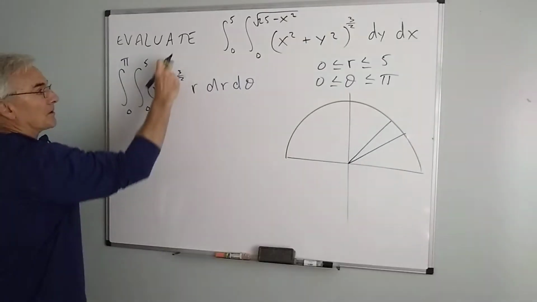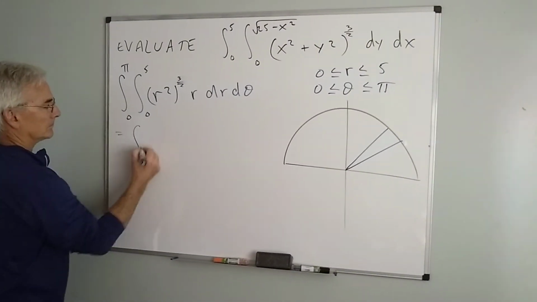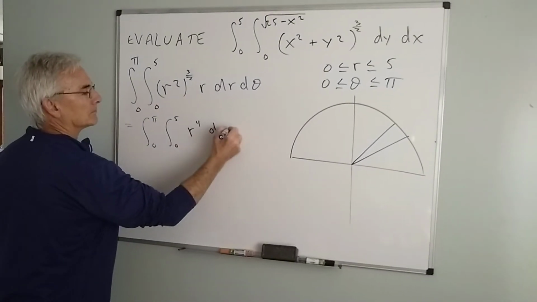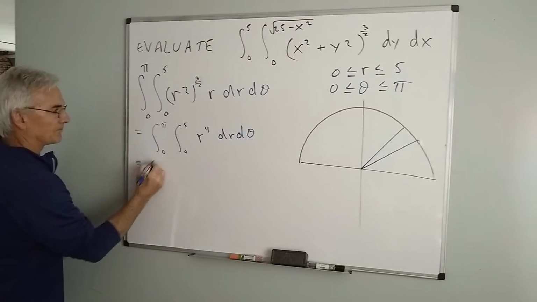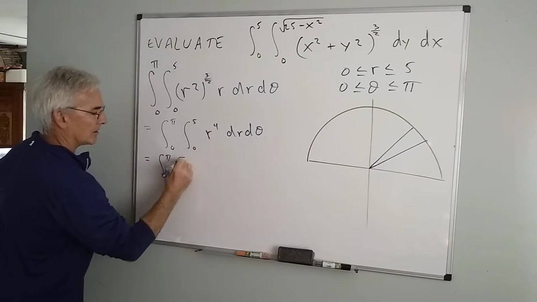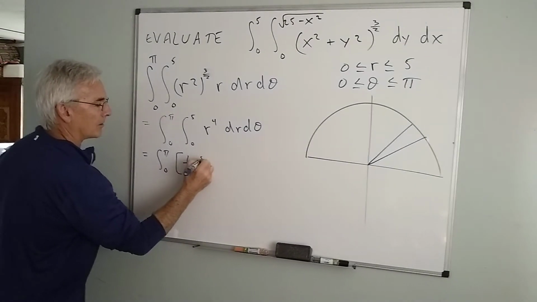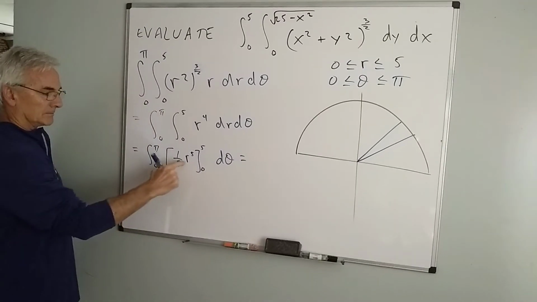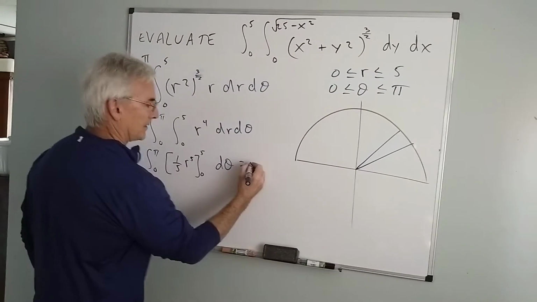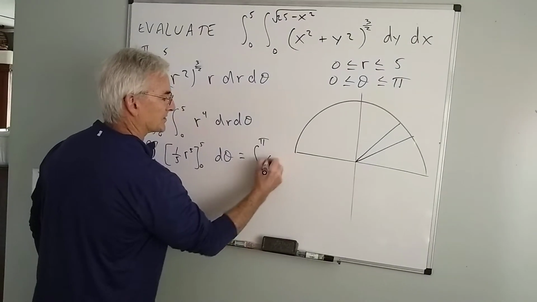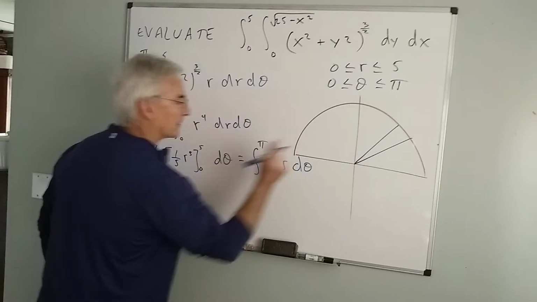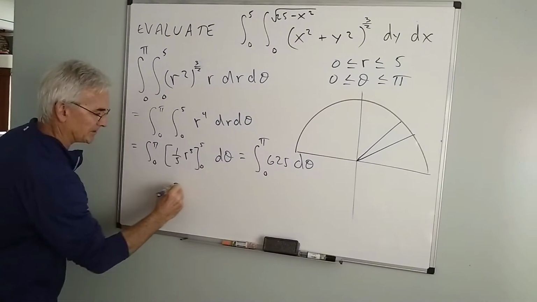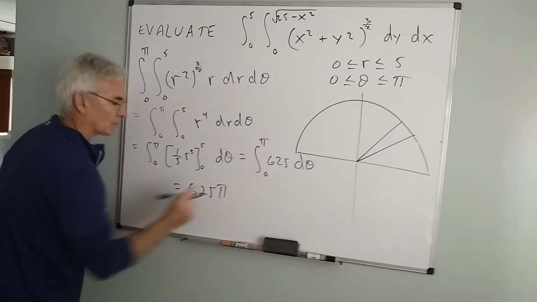So r squared to the 3/2 times r will simply be r to the 4th power. When I integrate this, I'll get the integral from 0 to pi of 1/5 r to the 5th, from 0 to 5, d theta. 5 to the 5th power times a fifth would be 625 d theta. So the constant integrated with respect to theta will just be the constant times the difference in the limits, or 625 pi.